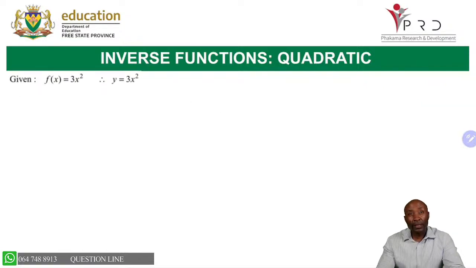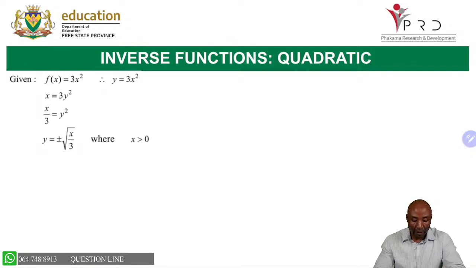And I just want to illustrate the inverse of a quadratic function. f of x equals 3x squared. Remember, f of x and y, it's one thing. f of x is the same as the y value when the function is in terms of x. And then we'll get x equals 3y squared after interchanging. x over 3 equals y squared, and our y is equal to plus or minus the square root of x over 3, where x is greater than 0.